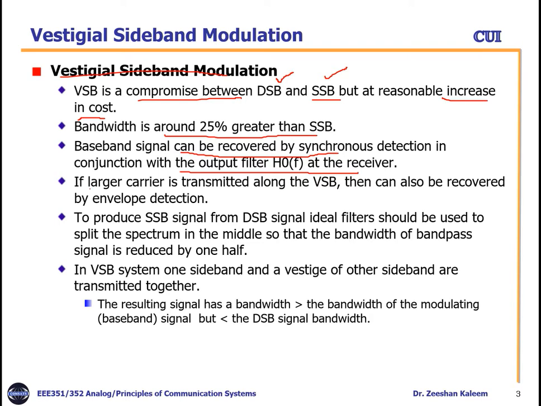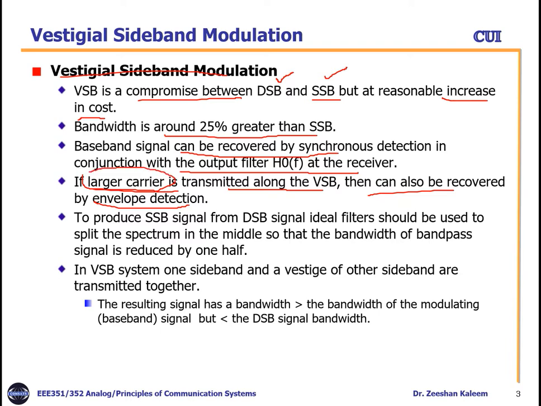So if a larger carrier is transmitted, meaning that we transmit the additional carrier information beside the VSB modulated signal, then it can also be recovered by envelope detection. You know, in envelope detection, we don't need to regenerate the carrier at the receiver side. So similarly in VSB, we can use envelope detection if we transmit the additional carrier at the transmitter side.